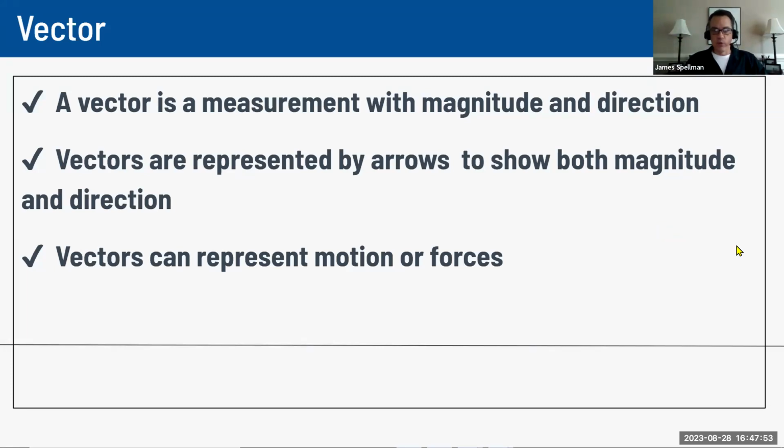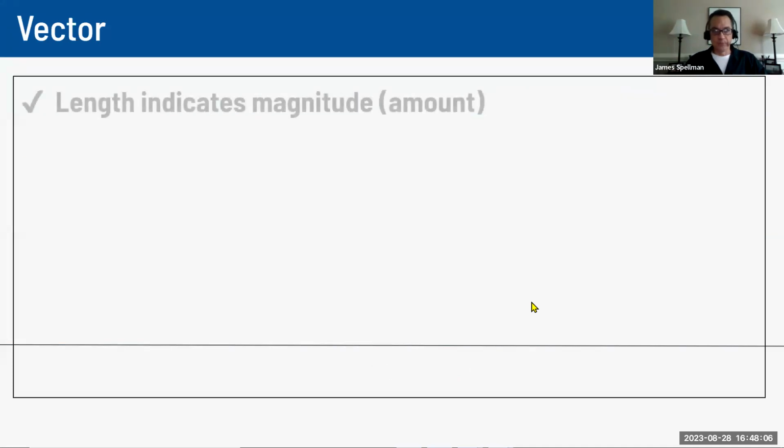We'll use vectors throughout the year. Right now we're talking about motion, so vectors can represent motion. Later we'll talk about forces and they can represent that as well. So a vector would just be like what popped up on the screen. It's an arrow. The size of this arrow would give some information, and the direction as well.